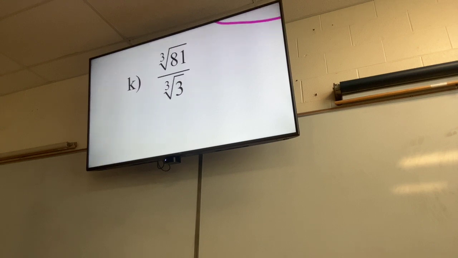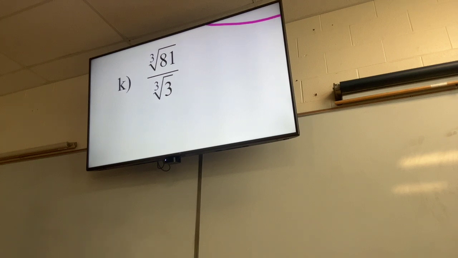So can I do K? This is another very good example, right? Who knows the cube root of 81 off the top of their head? Oh, wait. No, it's not. Who knows the cube root of 3 off the top of their head? It's not 1. It's irrational. It's a decimal. All right, but who does know the cube root of 81 over 3 off the top of their head?